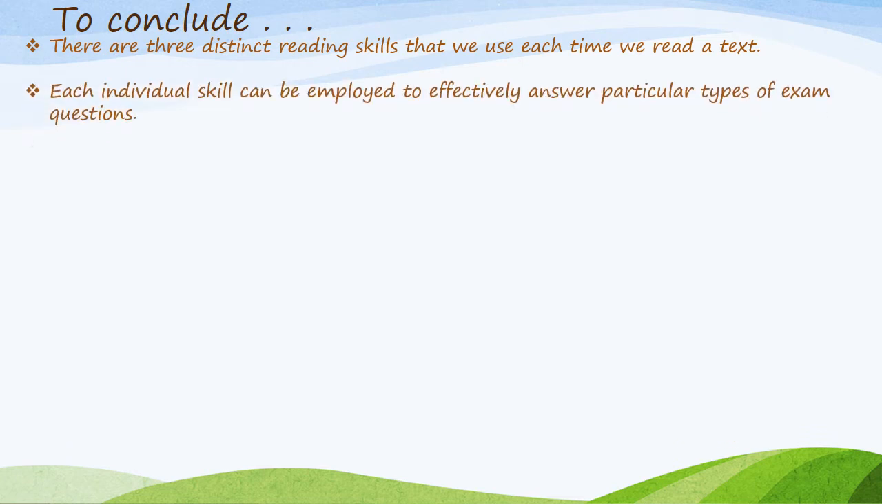So, to conclude, there are 3 distinct reading skills. We use all 3 of those each time we read, although we're not always conscious of using them. Each individual skill can be employed effectively to answer particular types of exam questions, so we need to be aware of what we're being asked to do in the particular exam task so that we can work out which of those skills is going to be most useful to us.